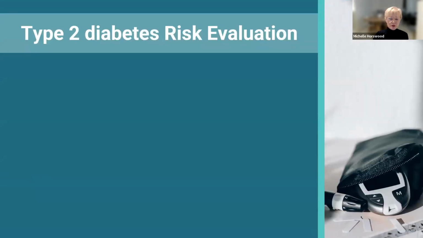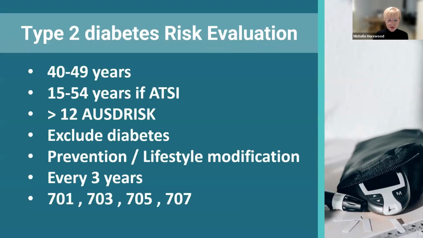Okay, so the first one we've got to talk about is the type 2 diabetes risk evaluation. And this is for non-Indigenous people aged between 40 and 49, Indigenous people 50 to 54, and you must score an Oz diabetic risk of greater than 12. And if you're not familiar with the diabetes risk assessment tool, it's a little brochure. Sorry, I should have probably put it on a slide, where the patient answers a number of questions and then they get scored.